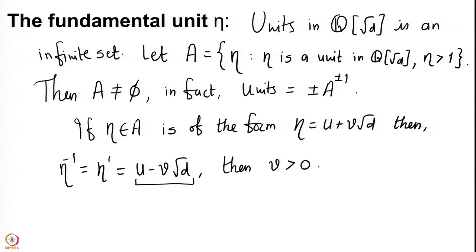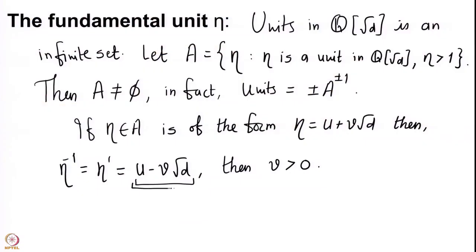V cannot be 0, because if V is 0, the only integer unit is going to be plus minus 1, but we have something which is bigger than 1. So, V is non-zero, V could be either positive or negative, but here we have that U minus V root D is less than U plus V root D. So, cancelling U's, we get that minus V root D is less than V root D. So, V has to be positive. Now, V is positive, what about U? Is U positive or is U negative? If U is negative, then eta prime will be a negative number, because now our V is positive.